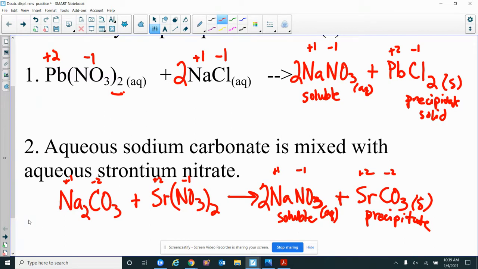Okay, so then I gave you the paper of a bunch of different double replacement reactions to write. Again, make sure you do this process. Balance charges as you switch the partners, then balance the equation, then figure out which is the precipitate by looking at the solubility rules.